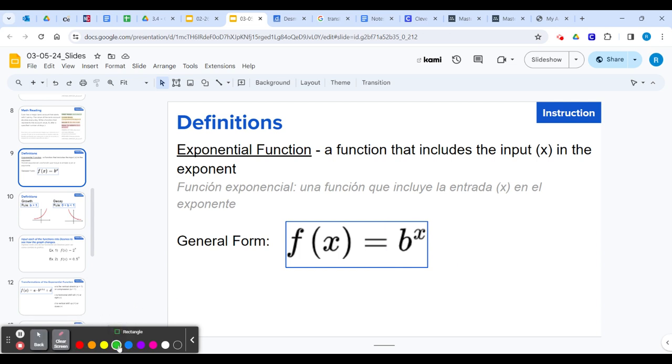going to include x. Now, we might have it be something like 2 to the x. We might have it be some decimal to the x. Maybe there's something going on with the x. Oftentimes we'll see a problem where we multiply a big number times some decimal to the x minus 1. There's going to be a variety of formats we're going to see, but basically our input is going to go into the exponent when we have an exponential function.